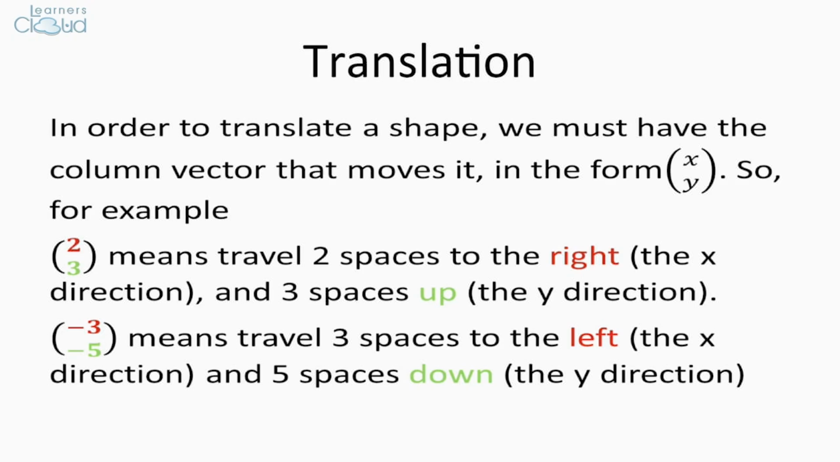Now, when we translate a shape, we simply move it from one part of the page or the axes to another. And the journey that that shape goes on is defined by what's called a column vector. Now, the column vector is written in the form x, y. It looks a little bit like a coordinate, and essentially the same sort of principles apply. The x value tells us how far we move in the x direction, and the y value tells us how we move in the y direction.